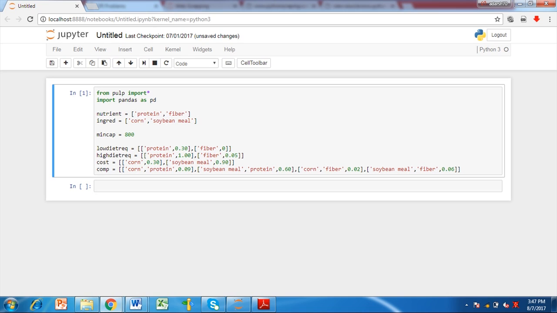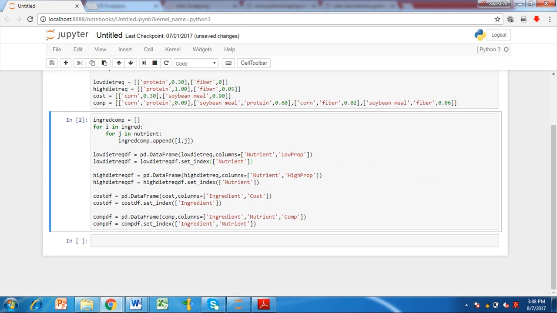The costs for the two ingredients are stored in the cost list. Finally, we have the comp list. The comp list consists of nutrient content in the two ingredients. A list ingredicomp is enumerated for ingredient and nutrient. Data frames are used in the model for nutrient thresholds, cost and composition. These are stored under Lowthreshold, Highthreshold, cost and comp.